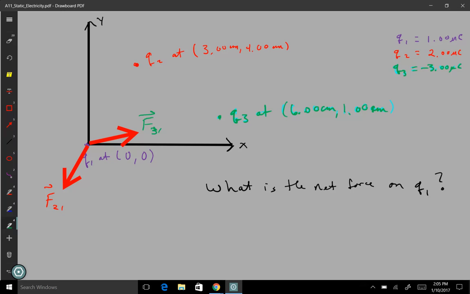I want to find the net force, so how do I find the net force? I do what? I add them up. They're vectors, so how do I add vectors?